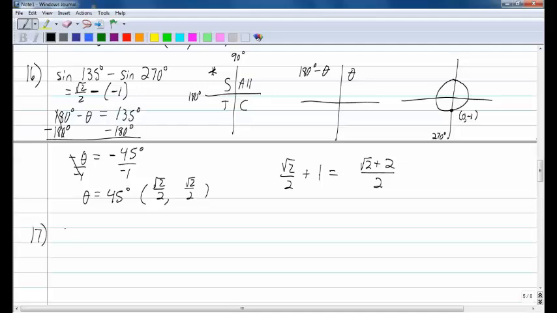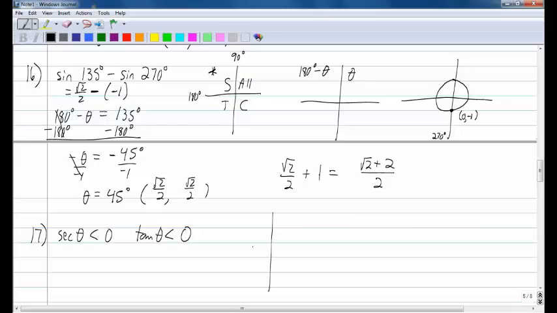Number 17. Secant of theta is less than 0. Tangent of theta is less than 0. Name the quadrant in which the angle theta lies.